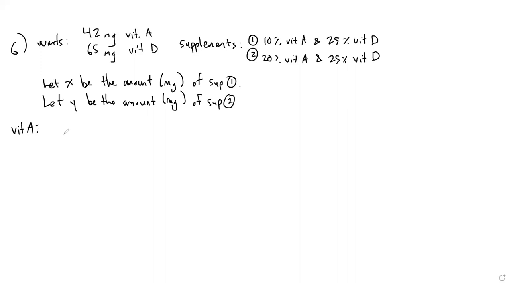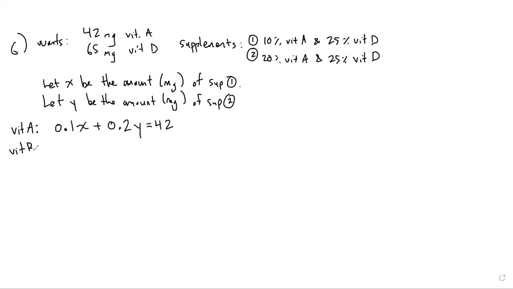basically what we're going to get is the combined amount of vitamin A is going to be how much we get from the first supplement plus how much we get from the second supplement. So from the first supplement, it's 10% of it, and we're going to convert that to a decimal and have 0.1 of how much of this supplement we give, which we just said was X, and then 20% of how much we give of the second supplement, and we want this to be equal to 42 milligrams.